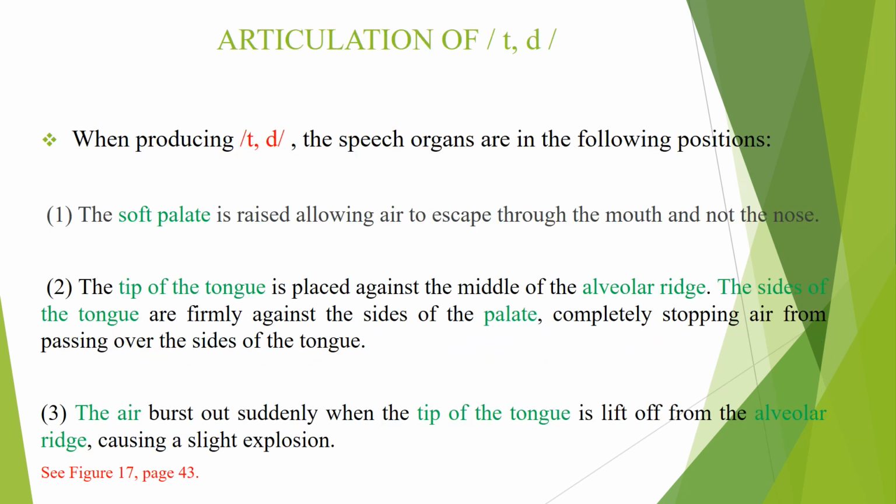When t and d are articulated, the speech organs are in the following positions. The soft palate is raised, the tip of the tongue is placed against the middle of the alveolar ridge, and the sides of the tongue are firmly against the sides of the palate, completely stopping air from passing over the sides of the tongue. The air then bursts out suddenly when the tip of the tongue is lifted off from the alveolar ridge, causing a slight explosion.